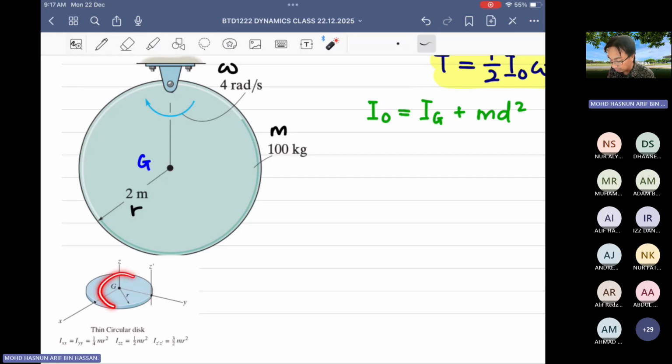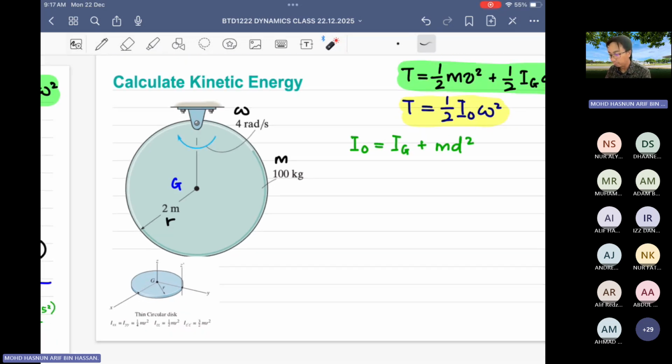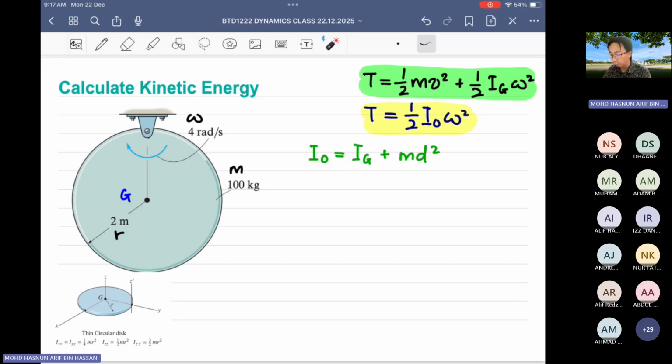The rotation is like this, right? Correct. So it's either we use the IZZ and then use the parallel axis theorem, or you can straight away take IZ prime Z prime. Let's see that we will get the same answer by using any one of these. If you decide to use the parallel axis theorem, then we need to find IG first. IO is equal to IG plus MD square. So IG in this case is IZZ.